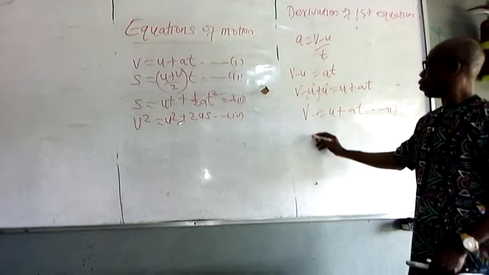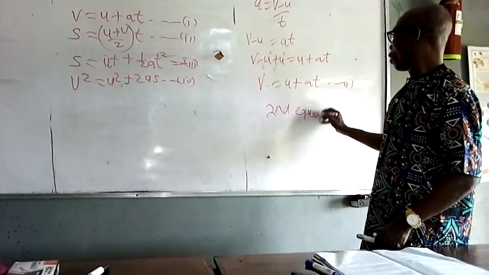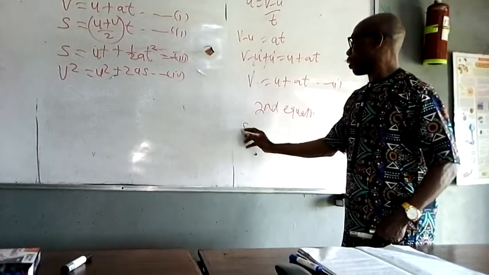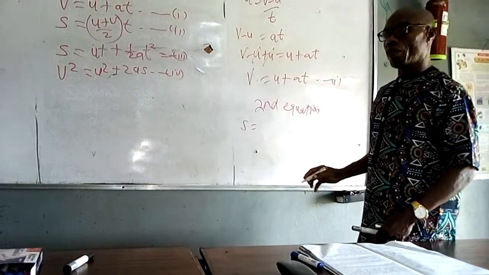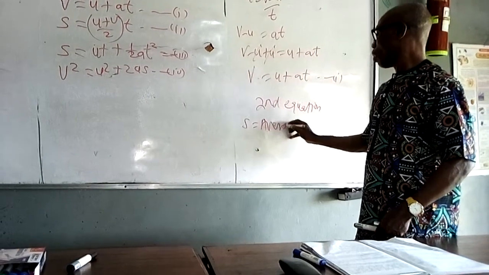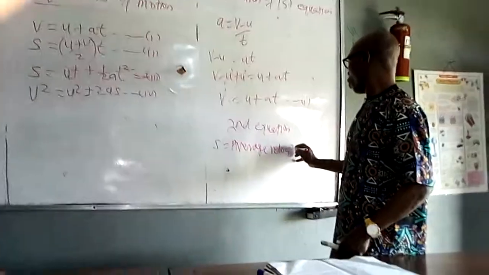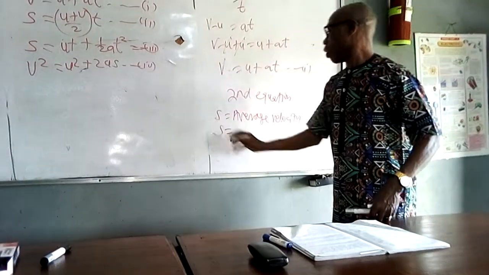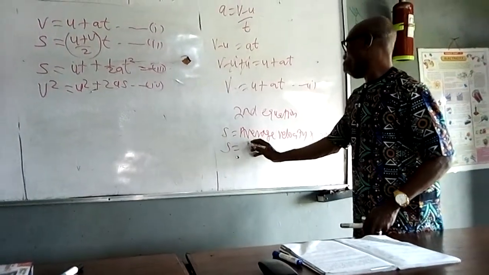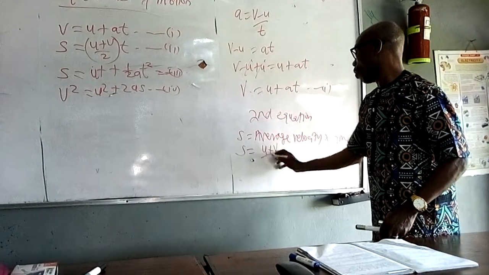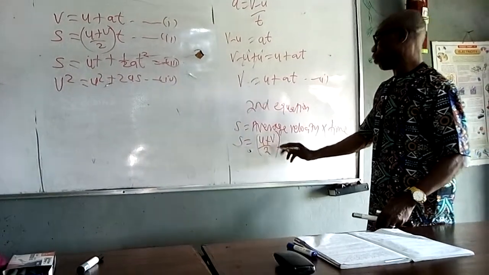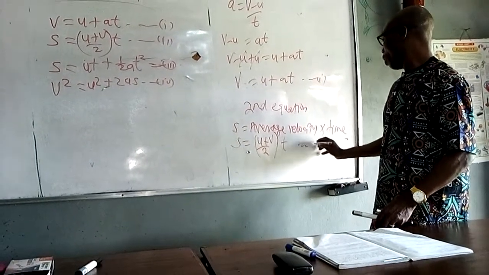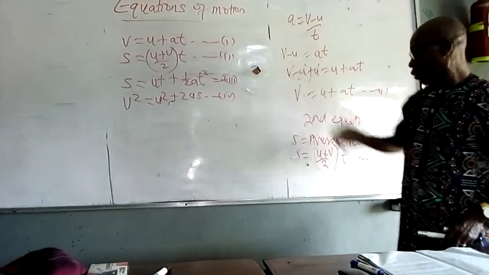Now, second equation. We'll have distance s is equal to average velocity times time. This means distance is equal to u plus v over 2, that is the average velocity of initial and final velocity, times time. This gives us equation 2.